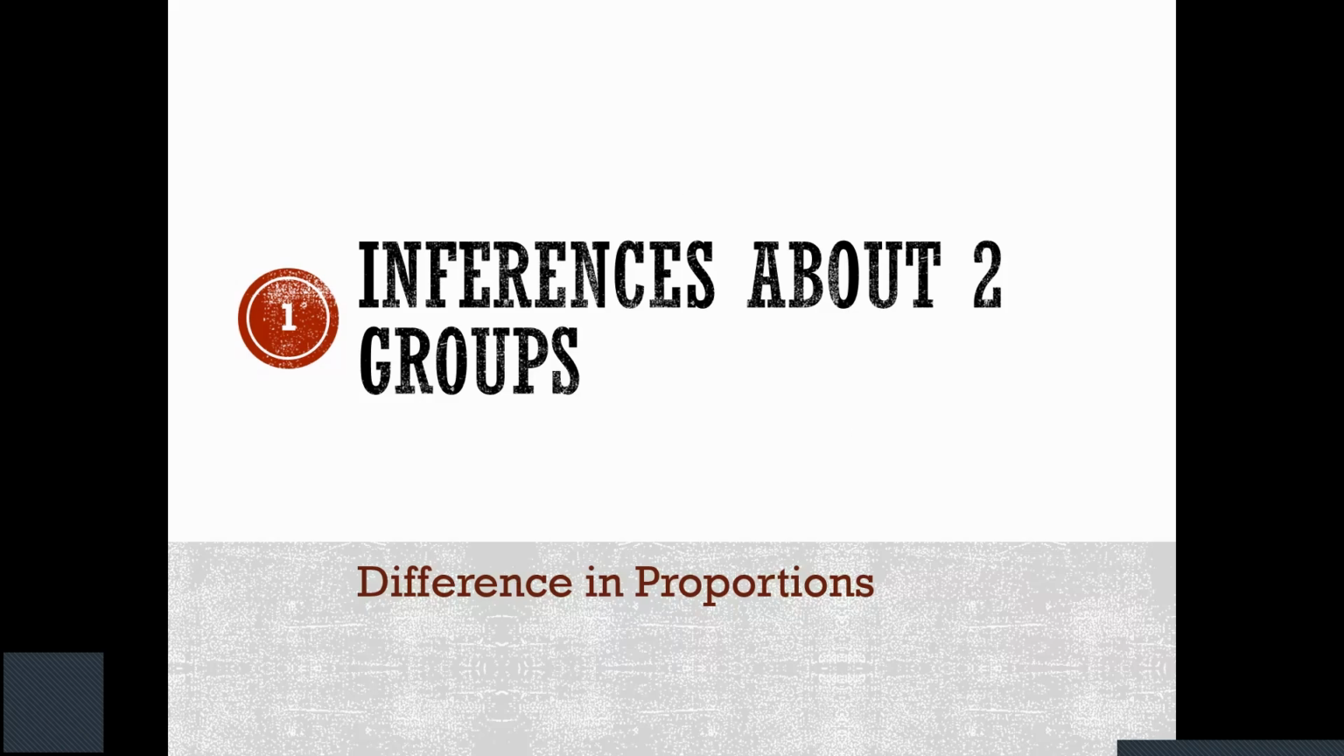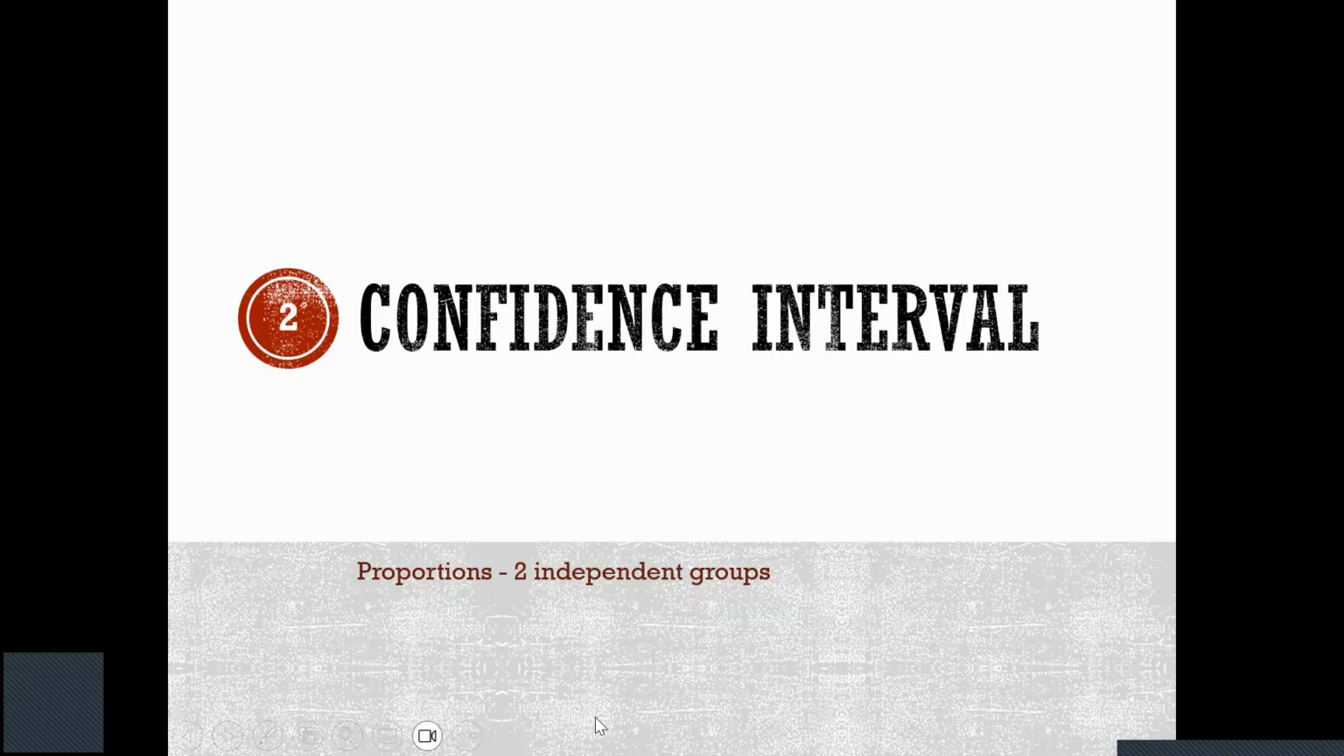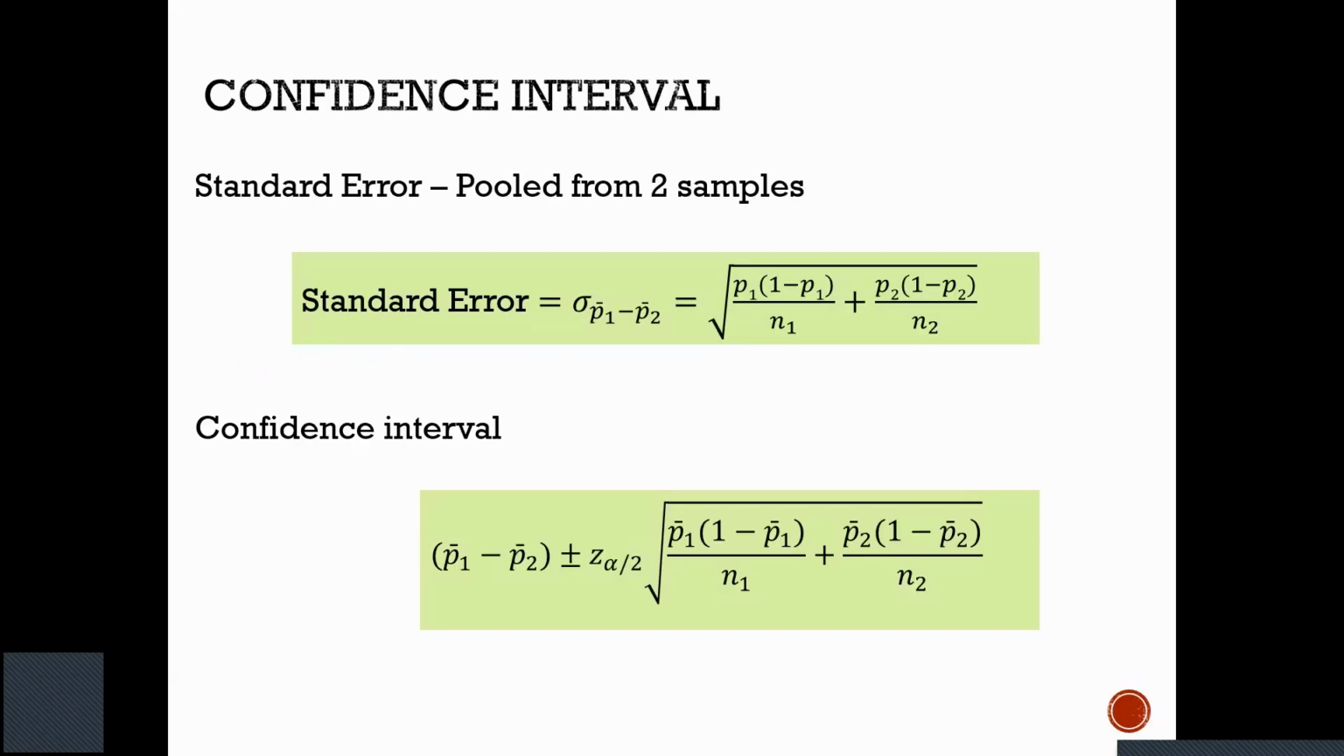Now let's carry on with our discussion of inferential statistics. Now we're going to learn to do inferences for two groups, and we're going to start with proportions again. So what we're asking here is: is the proportion of something in one group the same as it is in another group? And these are two independent groups.